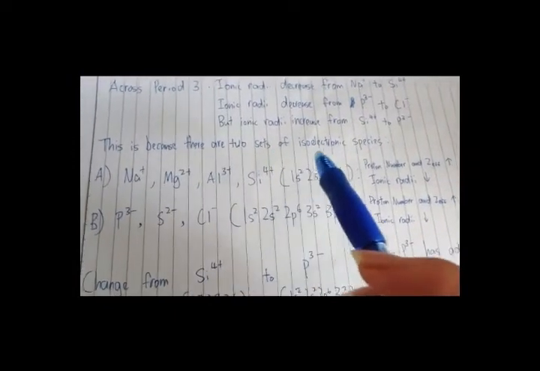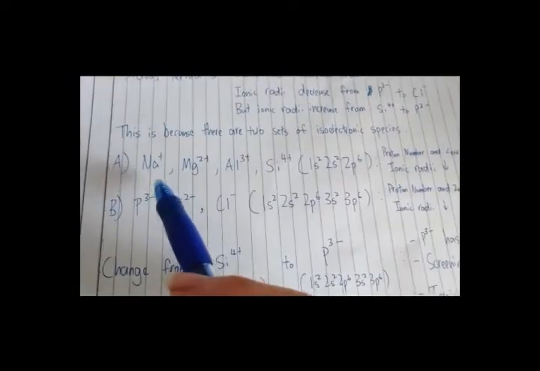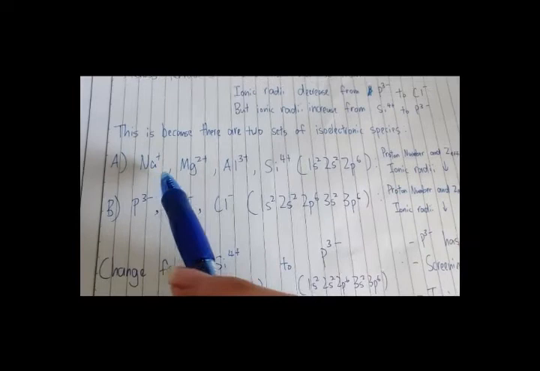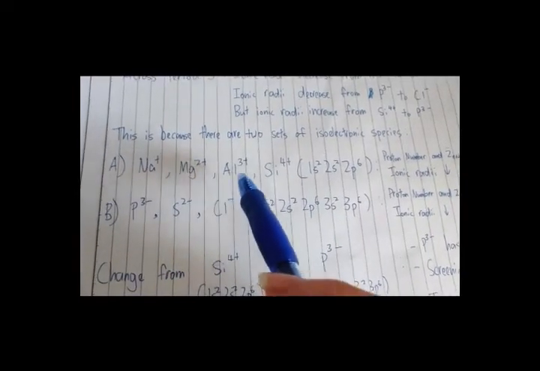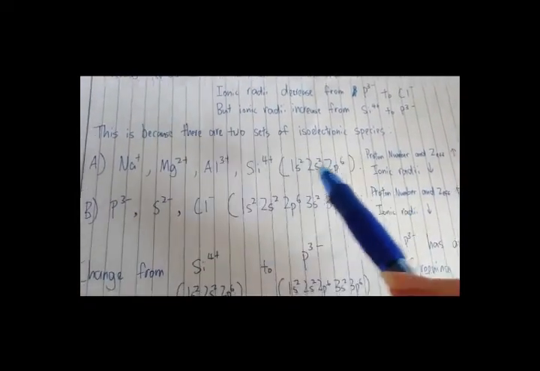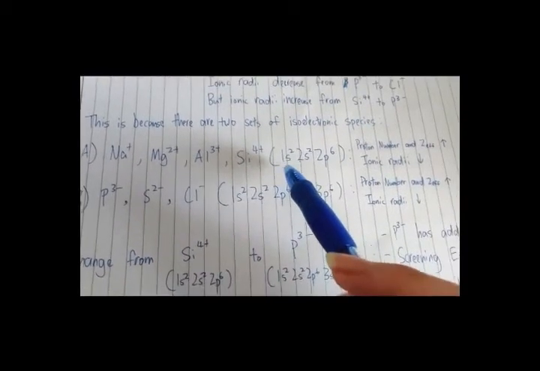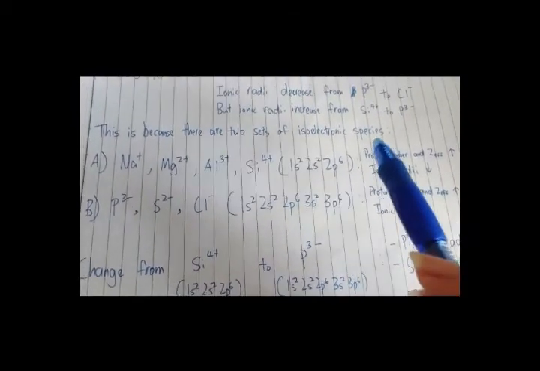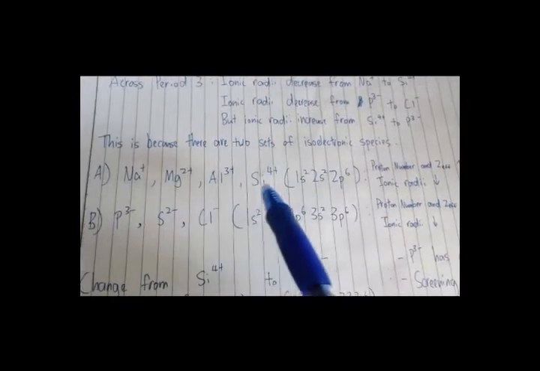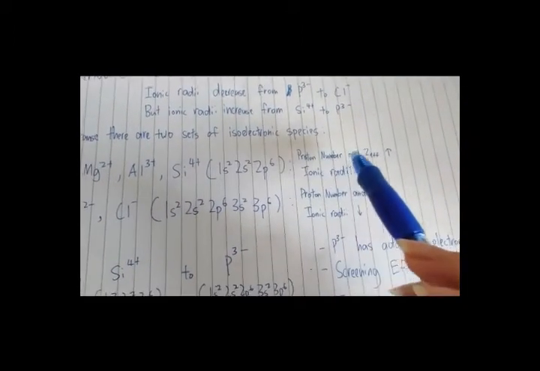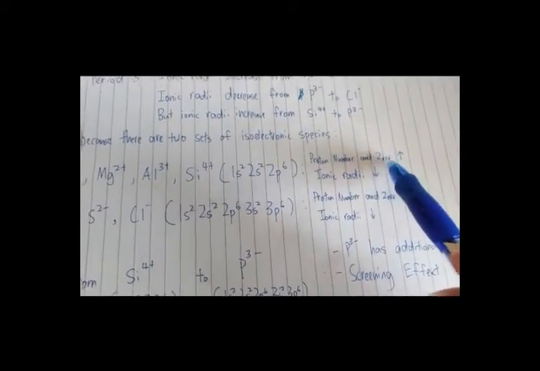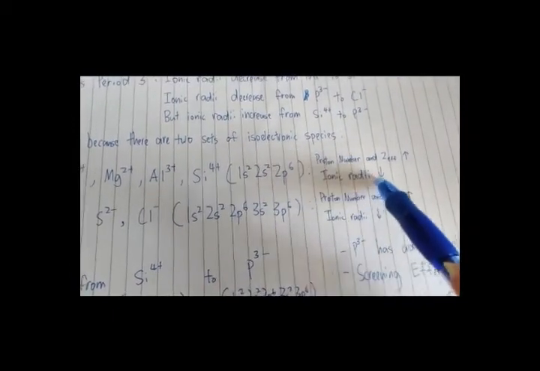There are two sets of isoelectronic species in period 3. The first set consists of sodium plus ion, magnesium 2 plus ion, aluminium 3 plus ion, and silicon 4 plus ion. All four of these ions have the same electronic configuration, 1s2, 2s2, 2p6. So moving across the period, proton number increases, effective nuclear charge increases, electrons are closer to the nucleus, and ionic radii decrease.